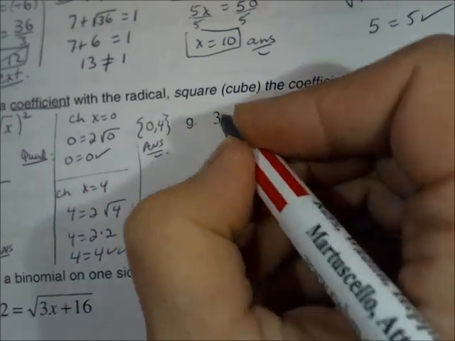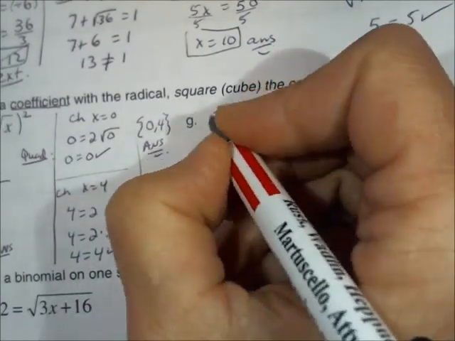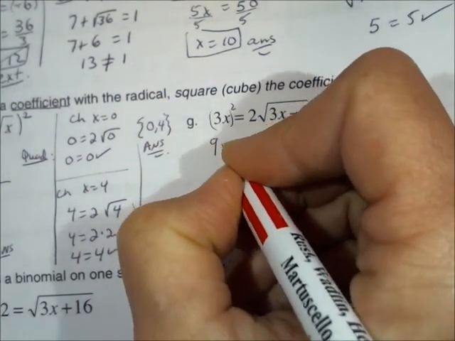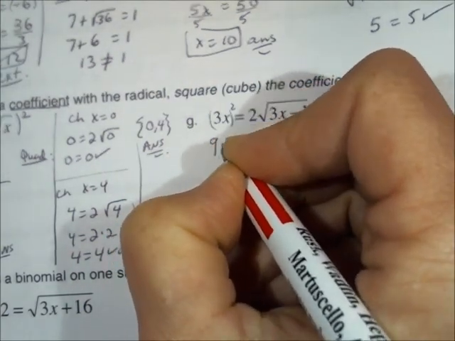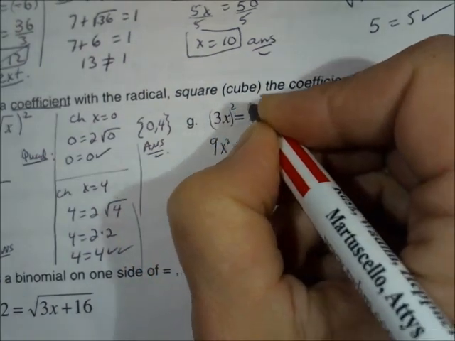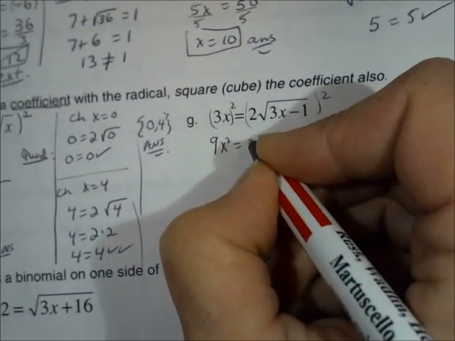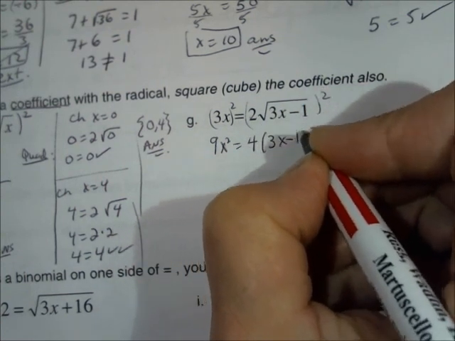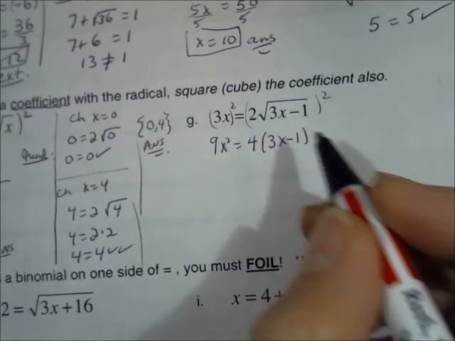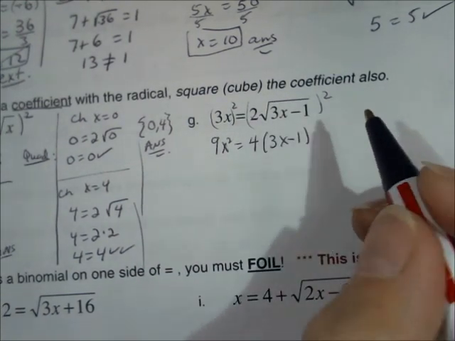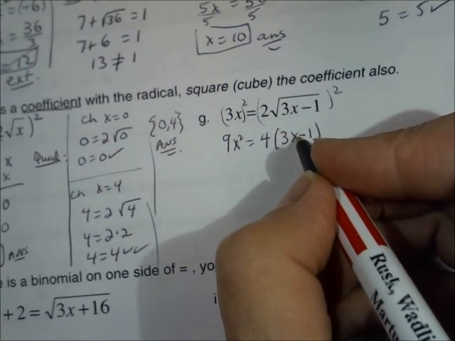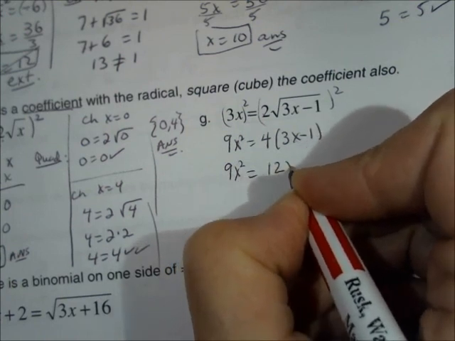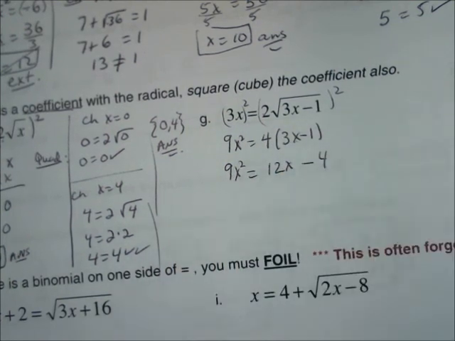Okay, on this next one, the radical is isolated, so you're going to square both sides. So square 3x, and you get 9x squared. Don't forget to square the 3. That's something that people forget a lot. And when you square the right-hand side, 2 squared is 4, and the square root of 3x minus 1 squared is just 3x minus 1. So square both parts. The next thing you're going to do is distribute the 4 in through the parentheses. So you have 9x squared is equal to 4 times 3x, 12x. 4 times 1 is 4.